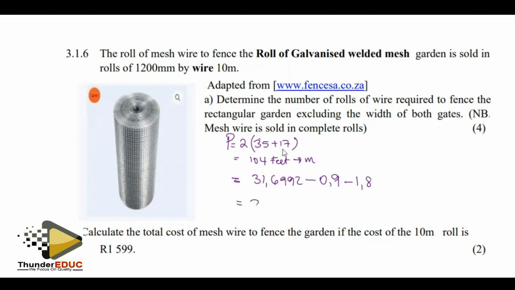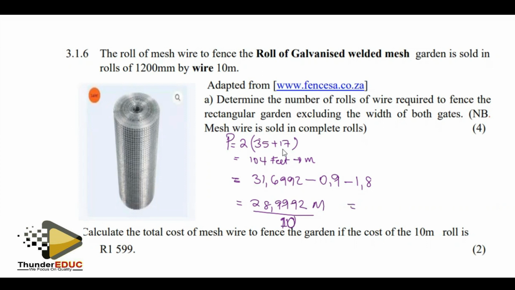So remain with 28,9992. So these are the meters that we need. So we shall divide this by 10 because it's sold in 10 meters. So we divide that by 10.